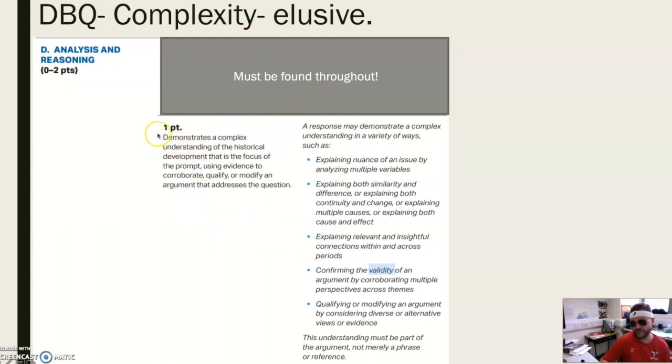The point, the way it says here in the rubric, demonstrates a complex understanding of the historical development that is the focus of the prompt, using evidence to corroborate, qualify, or modify an argument. So there's a number of different ways you can do this, right? Explaining nuance, explaining both similarity and differences. Really, if you go through this, what they're looking for is, can you explain both sides, right? Do you have depth in there? But then you also need to add it in throughout your essay, and so being mindful of that as you go through. Explaining relevant and insightful connections within and across periods, all of that can be interwoven through it. But you need to make sure that it's found throughout, and the easiest way to do it is by showing both sides.